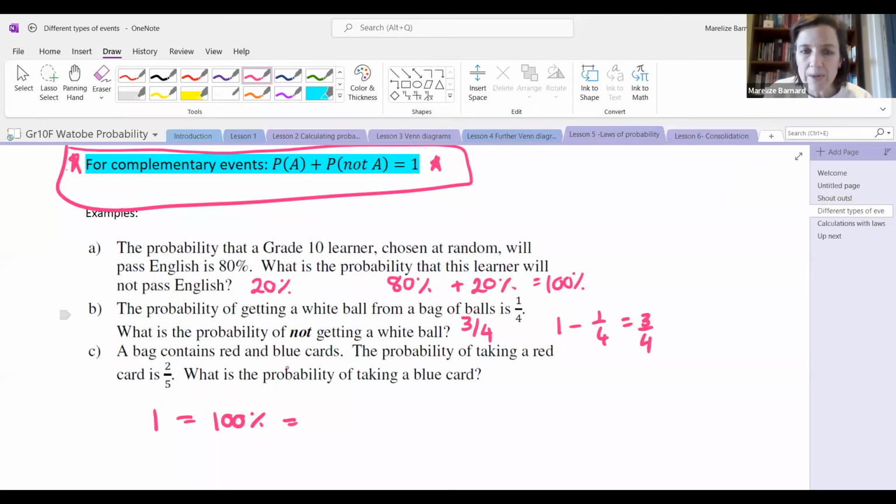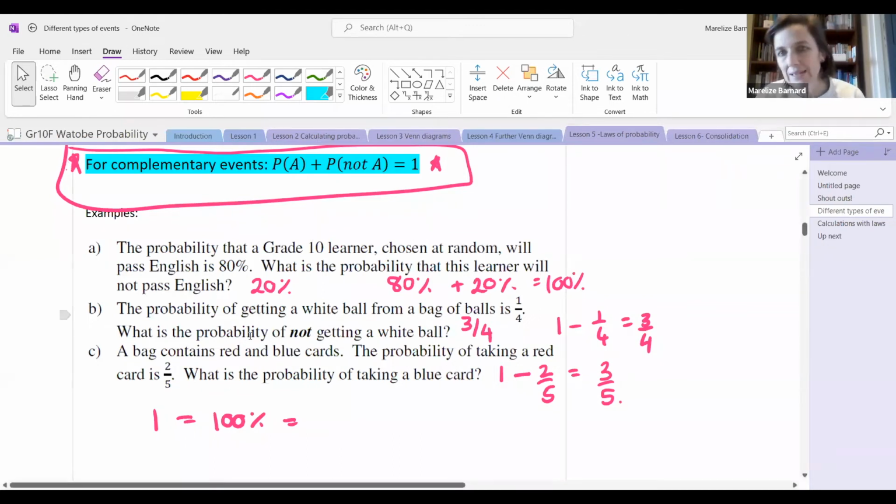We go 1 minus 1/4 gives us 3/4. And then the last one: if the probability of taking a red card is 2/5, what is the probability of taking a blue card? The events are complementary, so we say 1 minus 2/5 gives us 3/5. Okay, I've explained B. You just take 1 and subtract the probability from it to get the event that it's not.